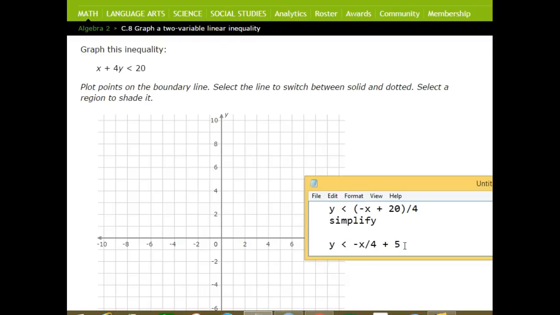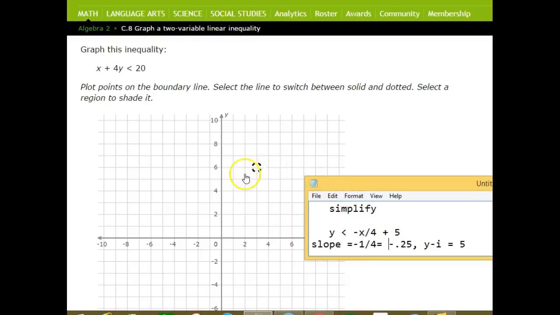So now we know that this is slope-intercept form, and the slope looks like it might be divided by 4 or something, but actually it's negative 1/4, also known as negative 0.25. Okay, and the y-intercept is equal to 5. So slope is negative 0.25, and the y-intercept is 5.